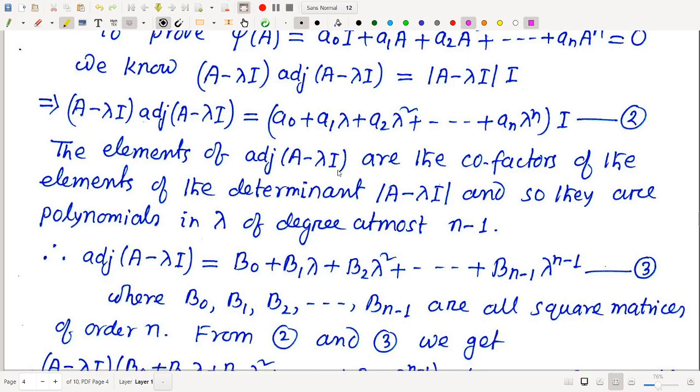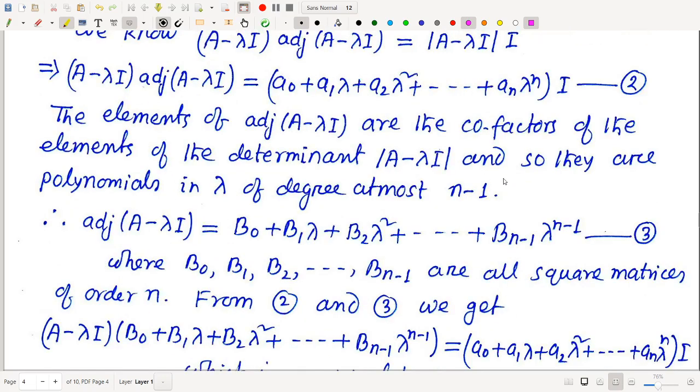Elements of adjoint of A minus lambda I are the cofactors of the elements of the determinant of A minus lambda I. Of course, we shall take the transpose also while writing the adjoint. And so they are polynomials in lambda of degree at most n minus 1. At most n minus 1, because it's an n cross n determinant, and so every cofactor, omitting one row and one column, will be a polynomial of at most degree n minus 1.